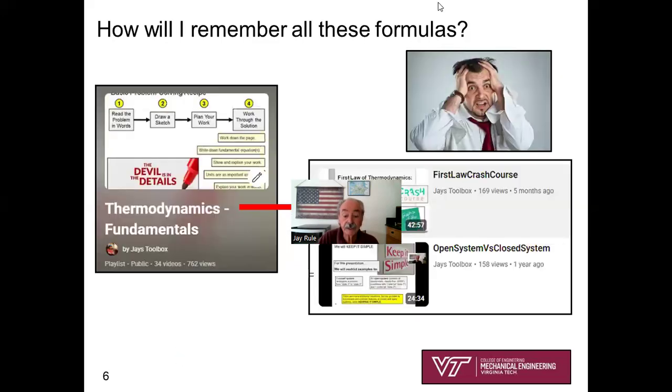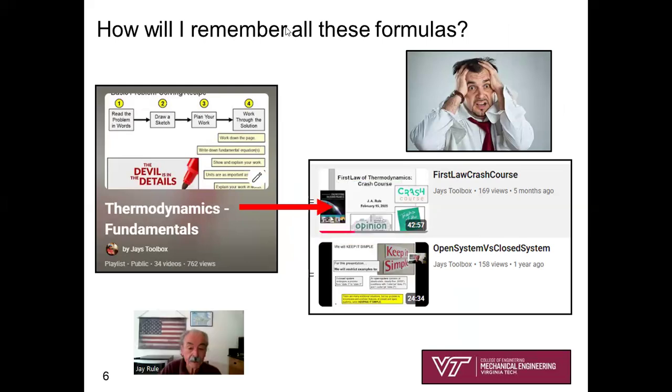And so these are two videos that I would recommend. Here we go. How are you going to remember all these formulas? Gosh, I've only allowed one sheet of paper for a formula sheet. How am I going to keep all this stuff straight? So try to figure out how to keep this stuff straight in your head. So two videos that I recommend are my first law crash course, as well as my comparison of open systems to closed systems. And you can find these in my Thermodynamics Fundamentals playlist.